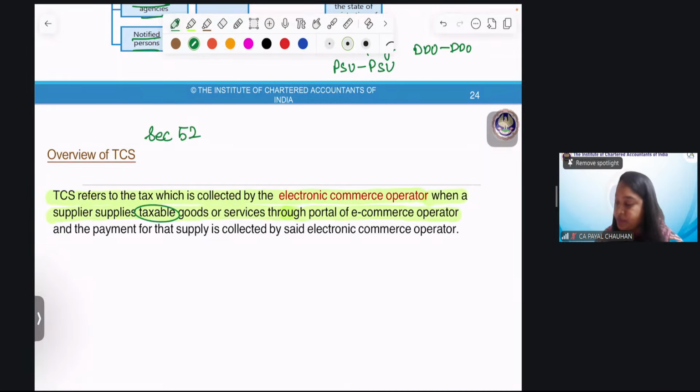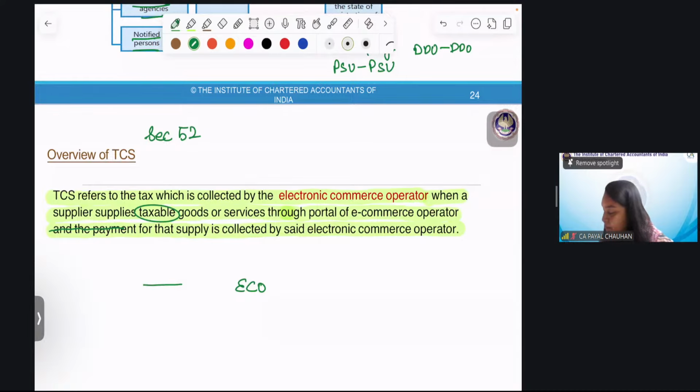Now the thing is, the payment for the supply is collected by the said electronic commerce operator. First of all, I'll explain to you and then we'll go ahead. We'll take any example, I'll just write ECO. Yes, Anil, TCS under Section 52 of GST is exclusively for the e-commerce operator. Navneet, I'll explain. This is not the right thing you are writing, but I am excusing it because I have not yet explained. Let me explain and then rewrite your sentence, right?